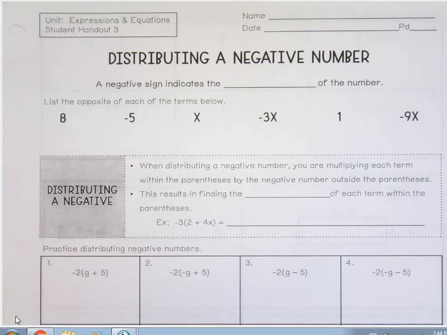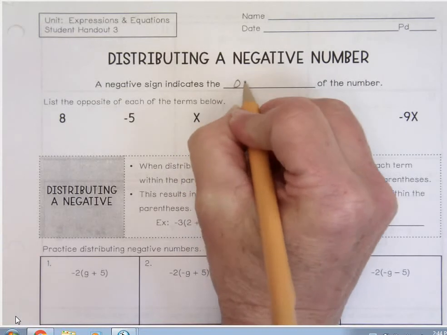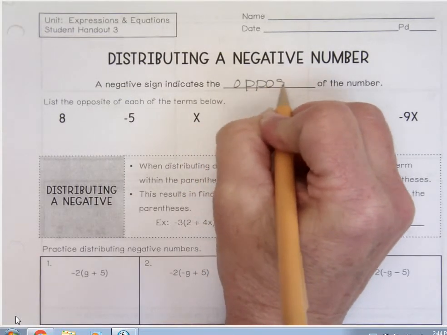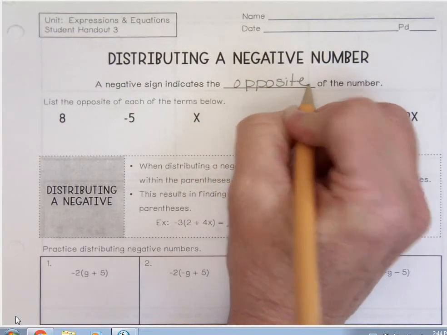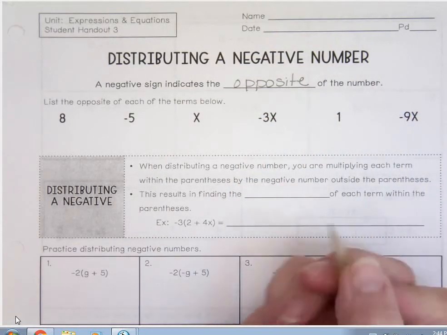Today we will be working Student Handout 3, distributing a negative number. A negative sign indicates the opposite of the number. Follow along as we write the opposite of each.